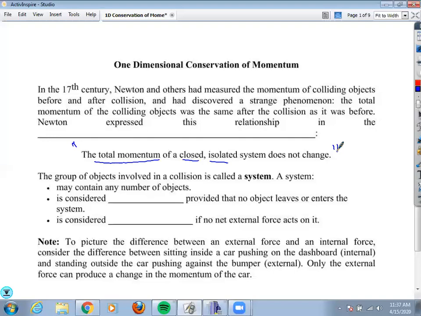So what do we call a system? A system is a group of objects that are involved in a collision. There can be any number of objects. It's considered closed if objects don't come in or out, so they don't leave or enter, and it's considered isolated if there's no net external force acting on it, which means essentially no friction. So our systems are going to be frictionless, closed and isolated, and therefore momentum will be conserved.